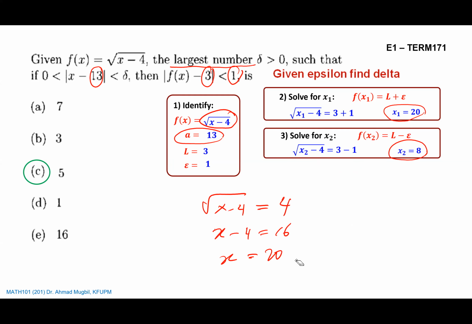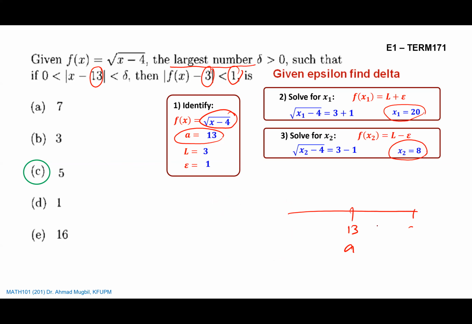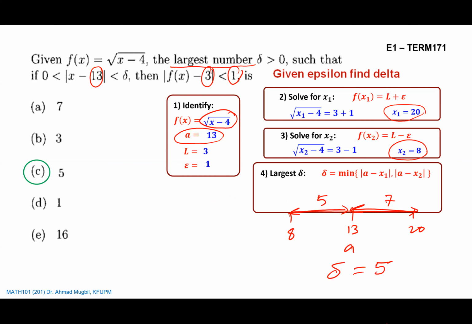So if you want your function to be between 4 and 2, your x must be between 8 and 20. Now, what do you think? What is delta? Delta is the distance now. This is A, which is 13. This is A, and this is 20, this is 8. Now, the distance from here to here, what is it? 7. The distance from here to here, 5. So what is delta? Delta is 5. Delta is 5, clearly, the smaller one.